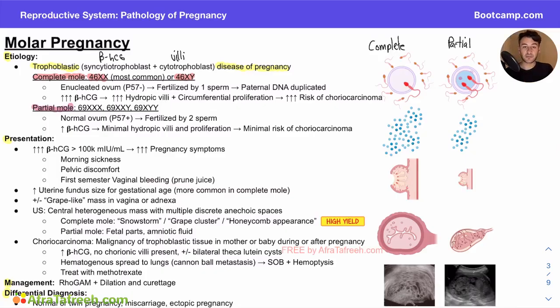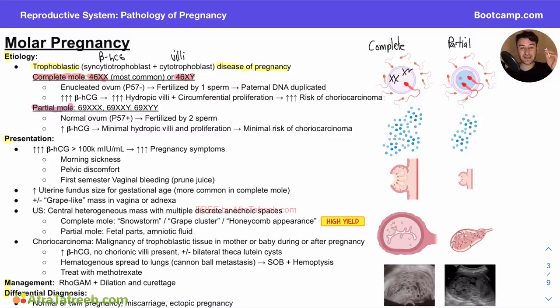And when it comes to our complete moles, what is going to happen is we're going to have fertilization of an empty egg or an enucleated egg. So essentially a sperm is going to enter an enucleated egg, and it's not going to meet any genetic material there from the maternal side. And so it's going to go ahead and just duplicate its own DNA. And in the case of complete moles, we can either have XX, which is going to be a sperm carrying an X chromosome that replicates its own X chromosome, or we can have XY.